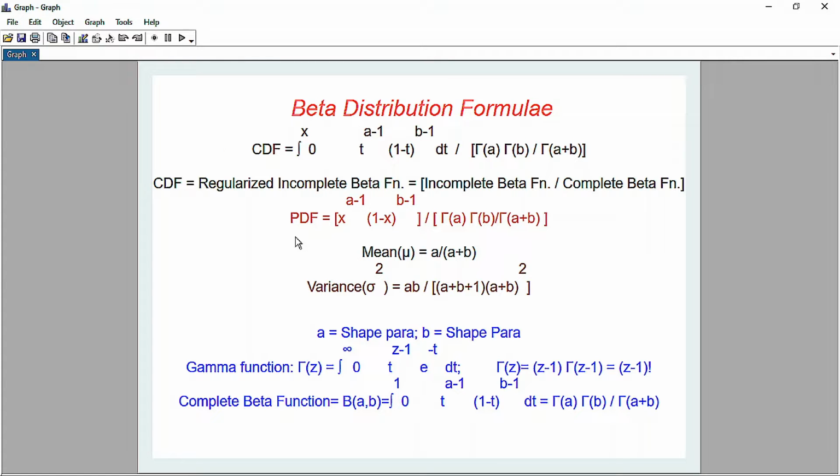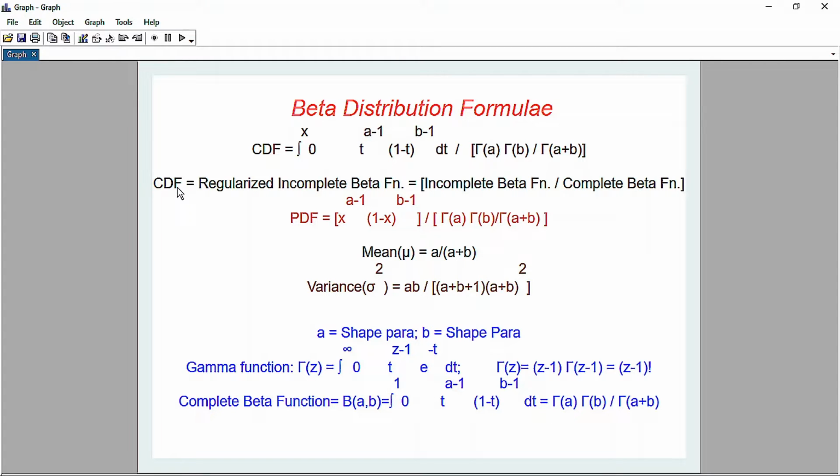The PDF of the beta distribution is expressed as x to the power A minus 1, 1 minus x to the power B minus 1, divided by gamma A into gamma B divided by gamma A plus B. This much, gamma A into gamma B divided by gamma A plus B, is what we mean by the complete beta function, and we get the complete beta function when we integrate from 0 to 1 t to the power A minus 1, 1 minus t to the power B minus 1, with respect to t.